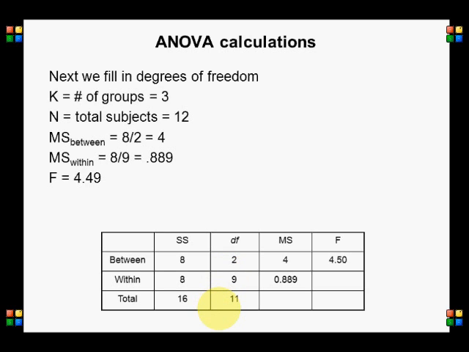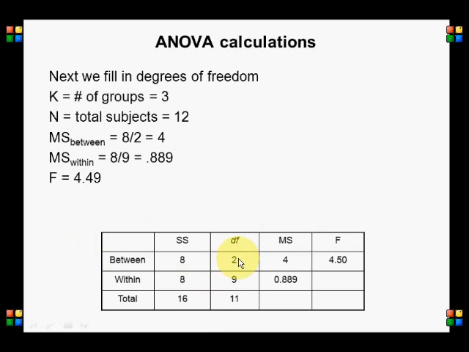We fill in our degrees of freedom. We have 3 groups. K minus 1, where K is our groups, 3 minus 1 is 2. We have, in this case, 12 people, and 12 minus 3, big N minus K, is the within group degrees of freedom. Then our total degrees of freedom are big N minus 1, which in this case is 11.